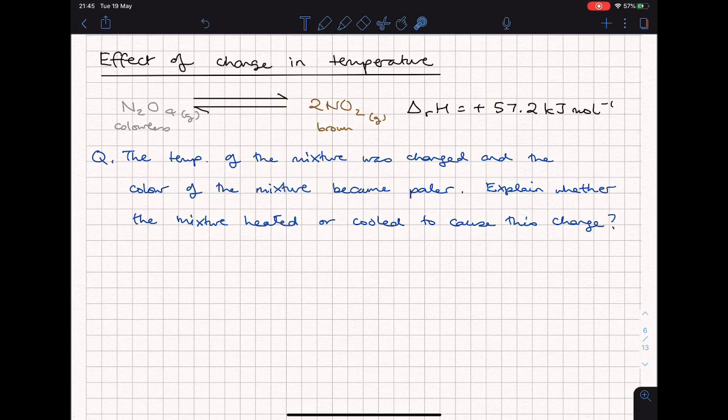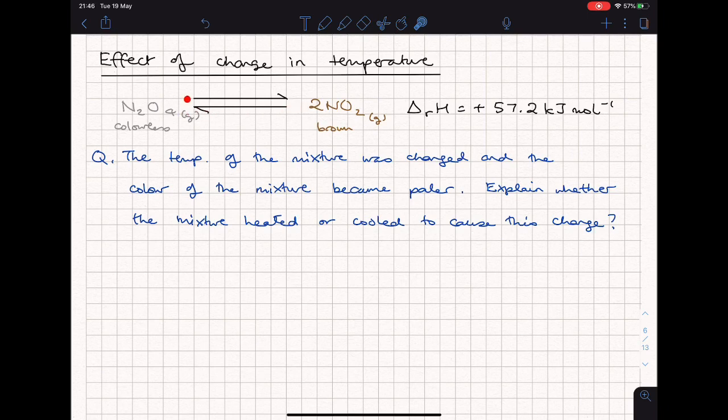And the question says the temperature of the mixture was changed and the colour of the mixture became paler, so it's losing its colour. Explain whether the mixture is heated or cooled to cause this change. Well, look at the evidence here. If it's going paler, we're going to remove the nitrogen dioxide, so the equilibrium is shifting towards the left-hand side to produce more of the colourless dinitrogen tetroxide. So the reverse reaction is favoured.